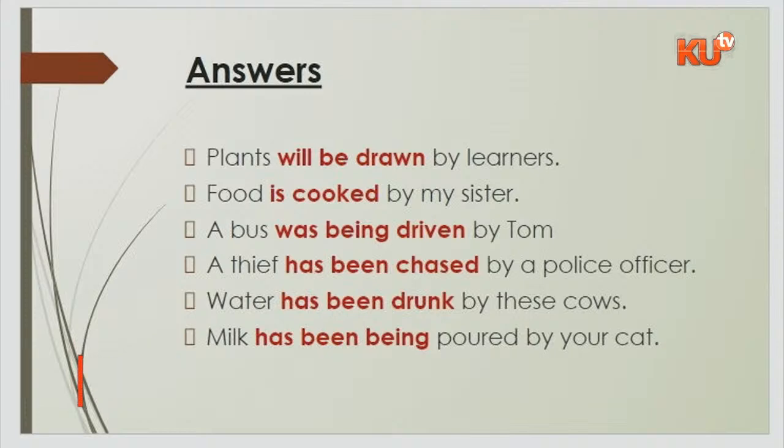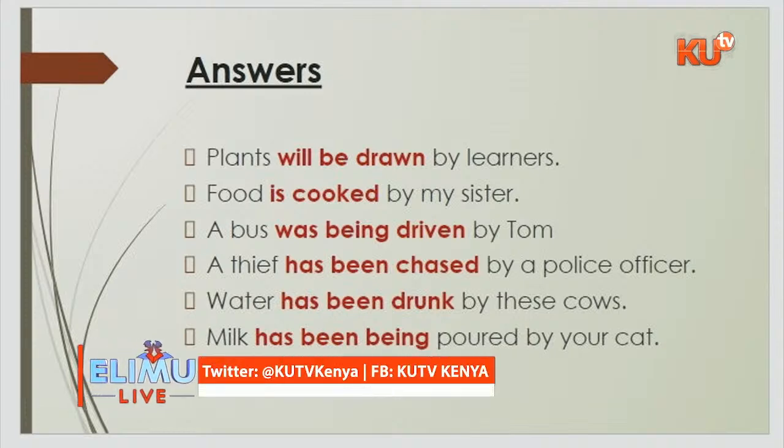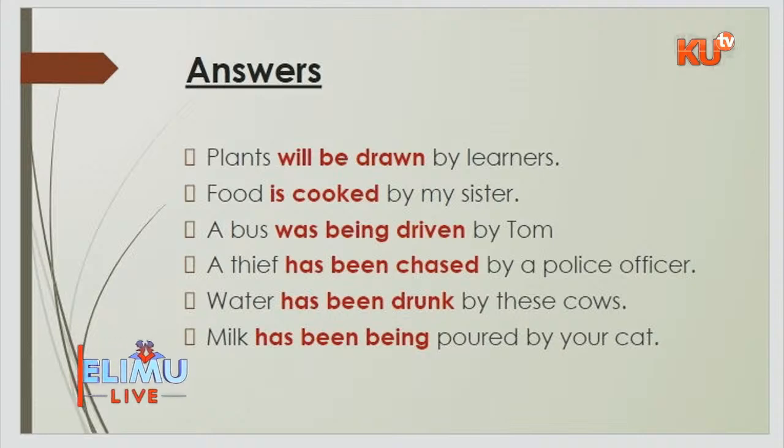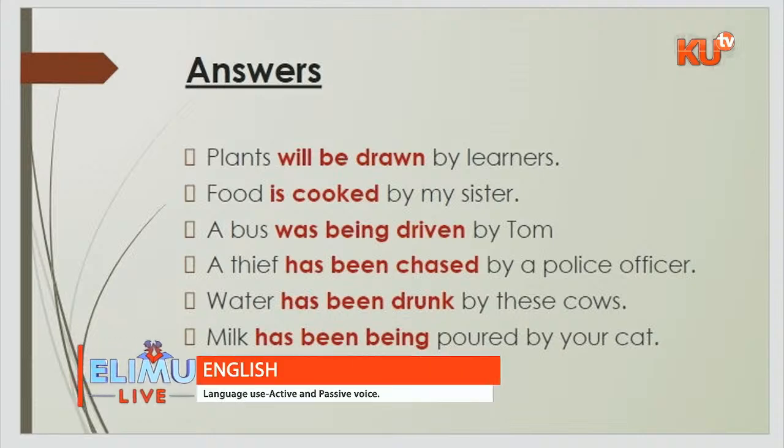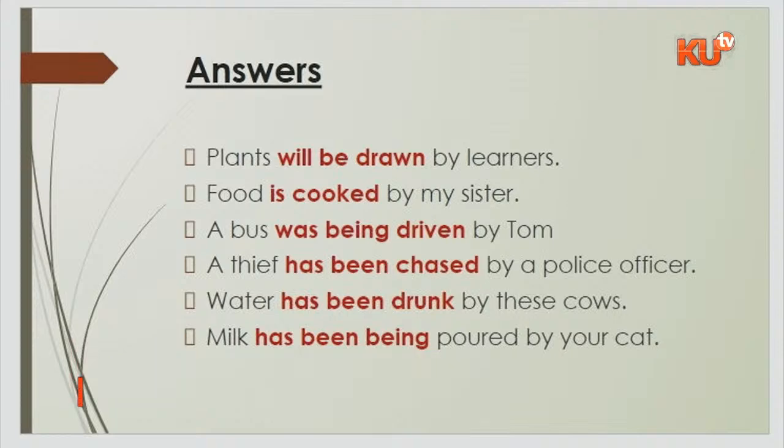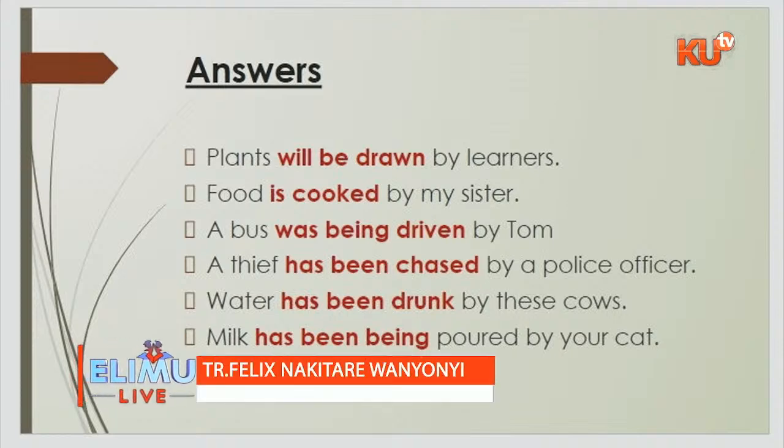Number 2, it was my sister cooks food in present simple tense. Food is cooked by my sister. Number 3, Tom was driving a bus. Here it becomes a bus was being driven by Tom. Number 4, a police officer has chased a thief. A thief has been chased by a police officer.